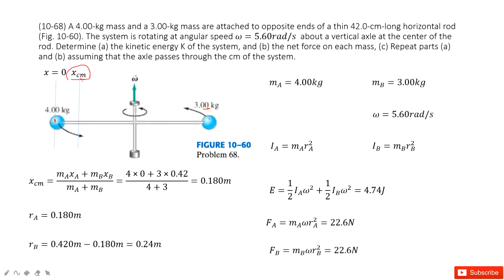This time, A and B just rotate around this axis. Agree? Yes. So what changes? It makes the distances change. The RA and RB change, right? So RA becomes 0.18 because this is 0, this is the center of mass. RB becomes this distance. Use the total length for A and B, 0.42, minus this part, 0.18. You get it. Now you can see, just as RA and RB change, nothing changes except that.